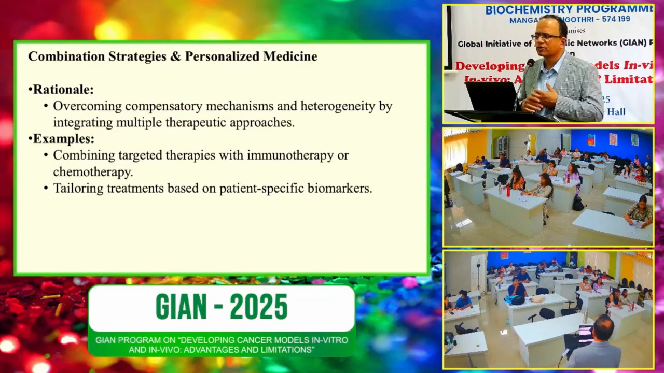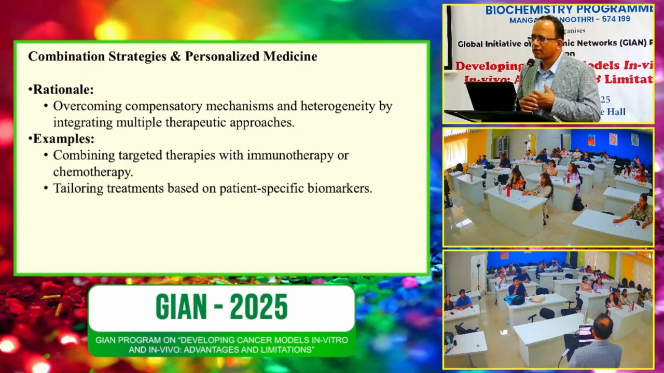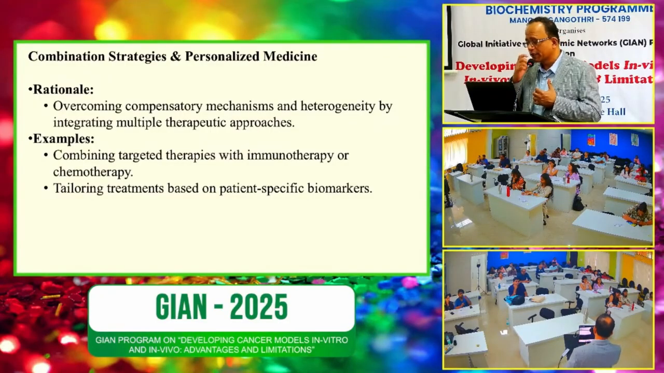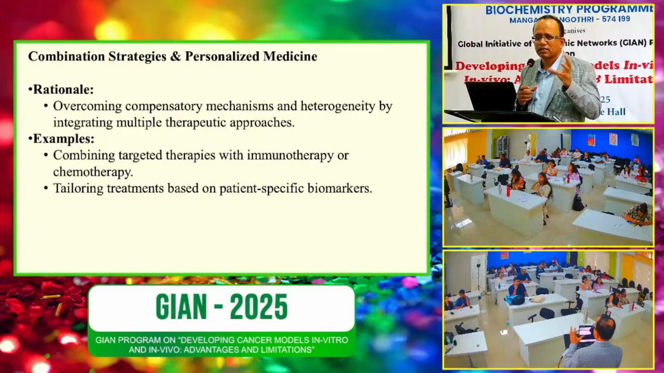So when it comes to combination strategies, overcoming a compensatory mechanism is very important. When you target one pathway, another signaling pathway will get activated. It's because the cancer cells want to survive. That's why the other signaling pathways get activated. It's very important and very common. So that's why you need to understand the multi-signaling, which pathway is getting activated.